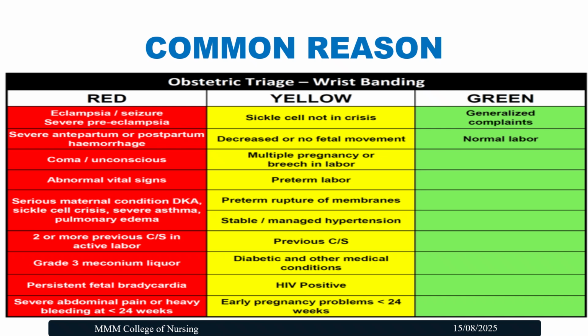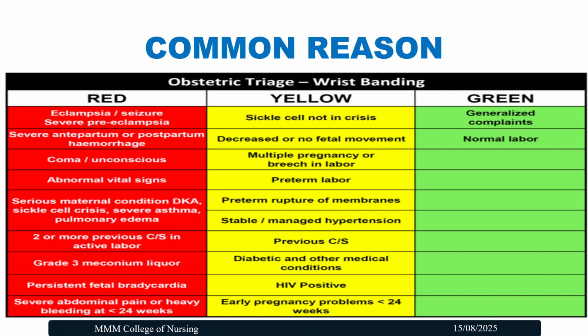So what are the conditions that come under this red banding? Eclampsia, seizure, severe preeclampsia, severe antepartum or postpartum hemorrhage, coma or unconscious, abnormal vital signs, and serious maternal conditions like diabetic ketoacidosis, sickle cell crisis, severe asthma, pulmonary edema, and 2 or more previous LSCS in active labor, grade 3 meconium liquor, persistent fetal bradycardia, severe abdominal pain or heavy bleeding at less than 24 weeks of gestation.